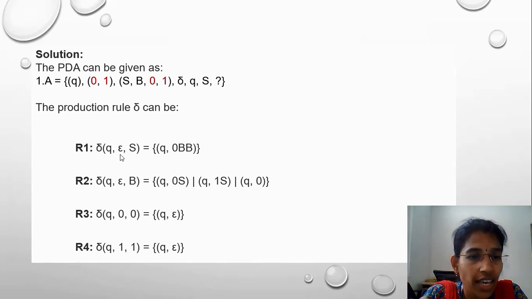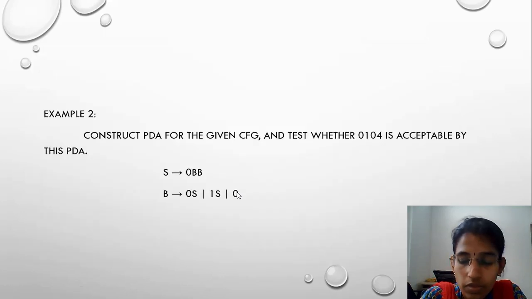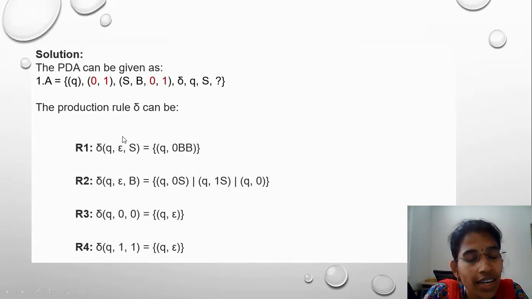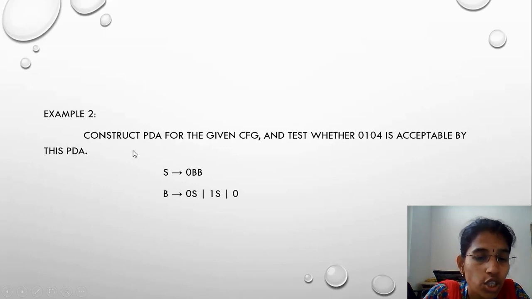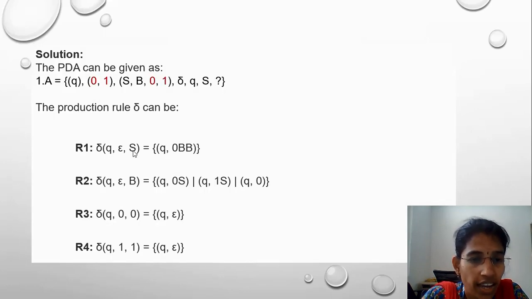One more terminal is epsilon. Here I accept the terminals because epsilon is also considered as one of the terminals. For rule number 1, we write the rule for the starting symbol S. So S tends to 0BB. The S is present on the left side and the variables are present on the right side: S tends to 0BB.